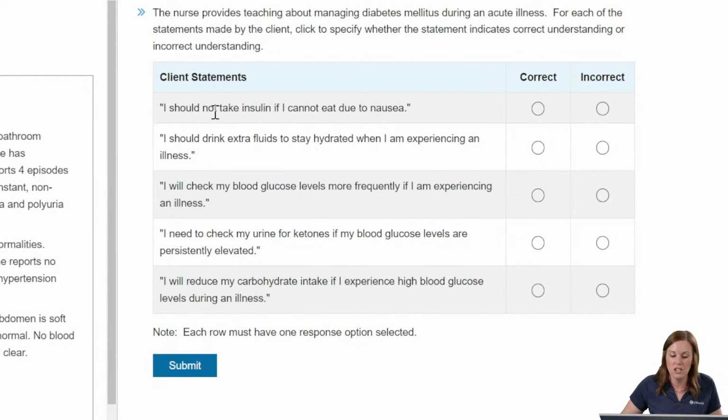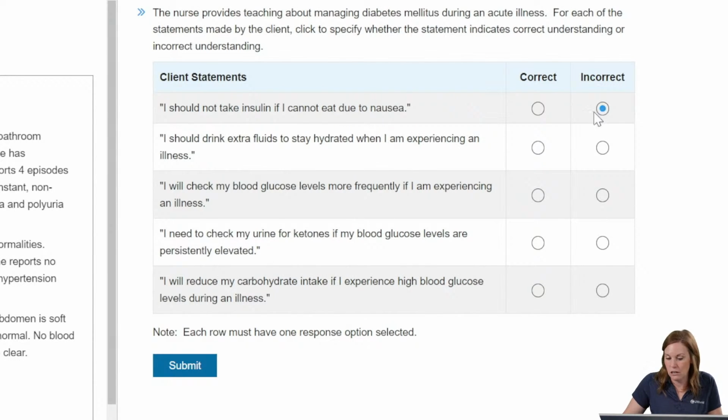So this statement, I should not take insulin if I cannot eat due to nausea, this is incorrect. They're still going to need insulin, but that's the whole point of monitoring our glucose. That's going to indicate how much we're going to take. So it might be lower, or needs might be lower, but they might also be higher. Especially if they're acutely sick, we're going to have that stress response. That stress response is going to increase the release of cortisol, which is going to increase our glucose levels.